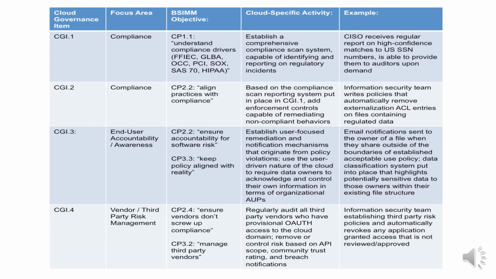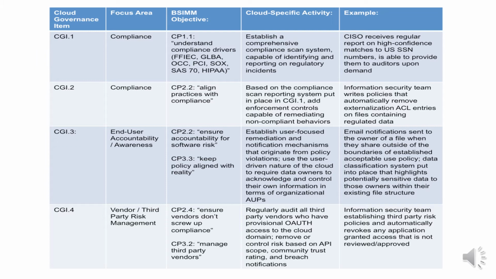So a data classification system is put into place that highlights potentially sensitive data to those owners within their existing file structure, or maybe that data is related to the core organization, right? And if the data is shared with the competitors, that may affect the revenue of the existing organization. So it is very important to keep track of every file which is going outside the organization, and for that, regulations policy is important.